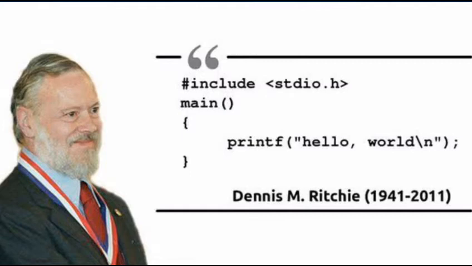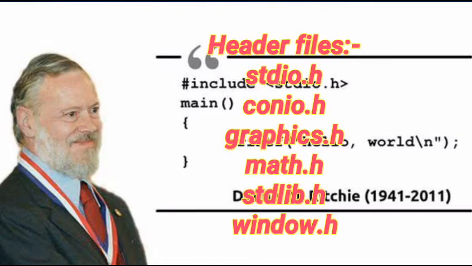Then let's move forward and discuss what conio.h is. Conio.h is also a type of header file, which means console input output. There are more header files, which are string.h, graphics.h, windows.h, and stdlib.h.